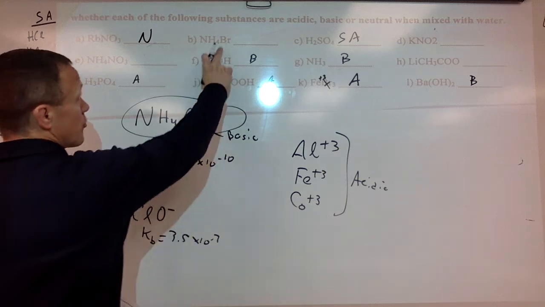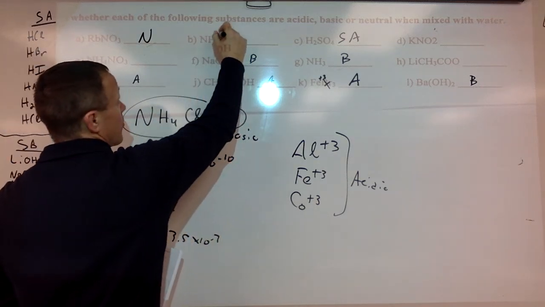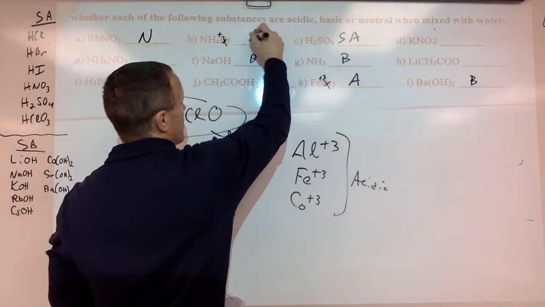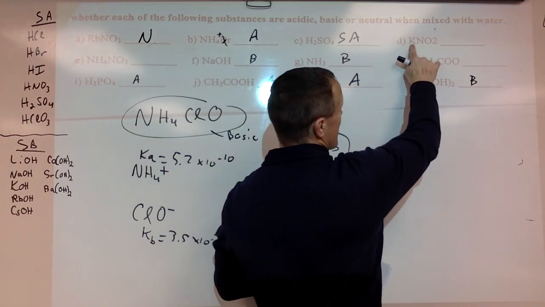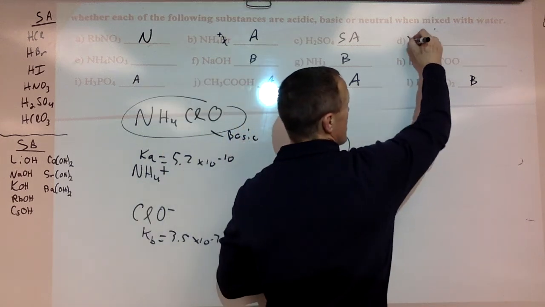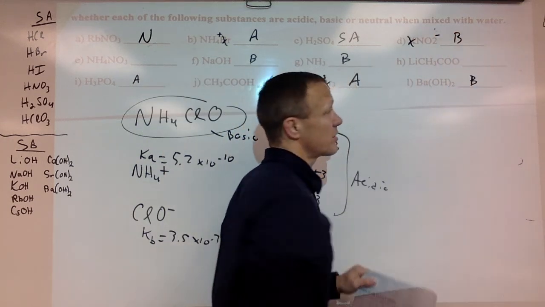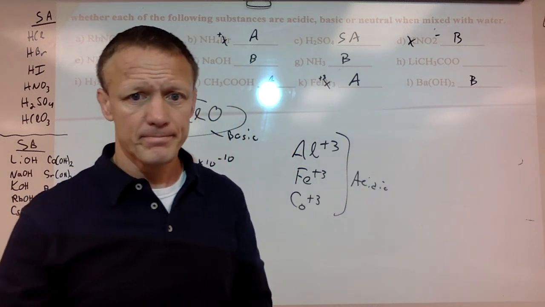If we look at this one, bromine. Bromine is from one of the strong acids. That is not. The NH4 plus ion has the ability to give a hydrogen. That's going to be acidic. KNO2, again, potassium is part of one of the strong bases. That's not affecting pH. But the NO2 negative ion would affect pH. It'd act as a base. All right, so that's how you're going through and doing those.